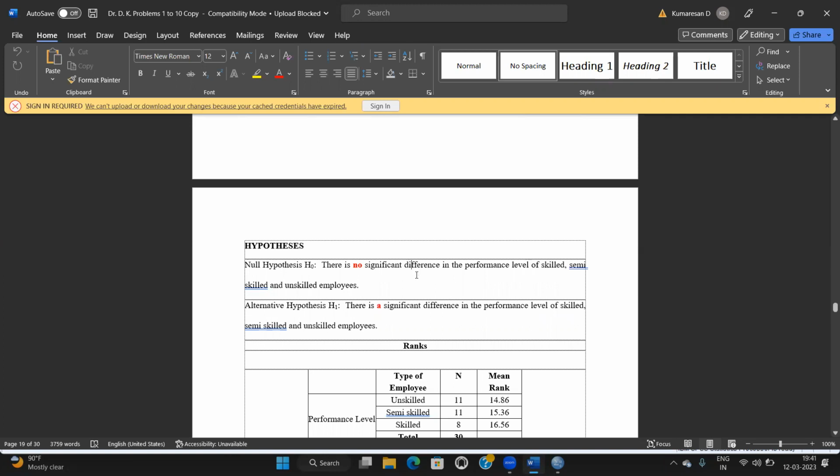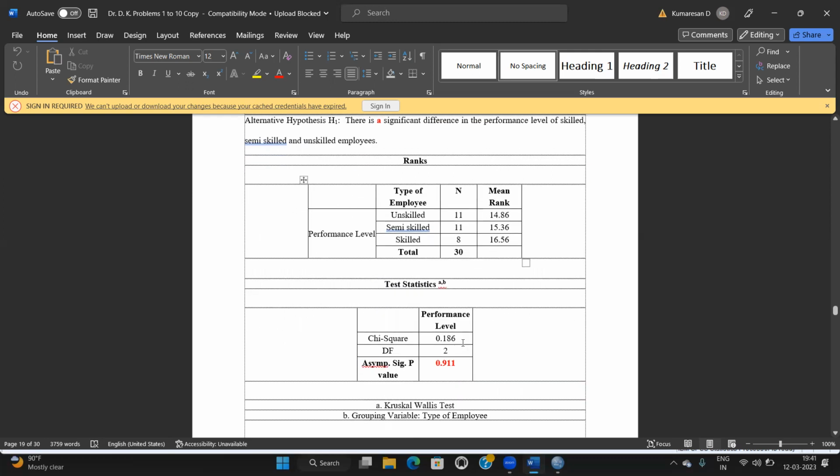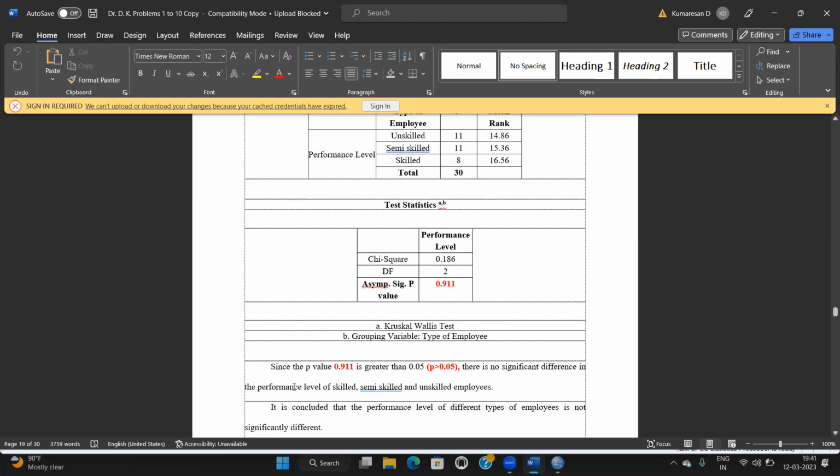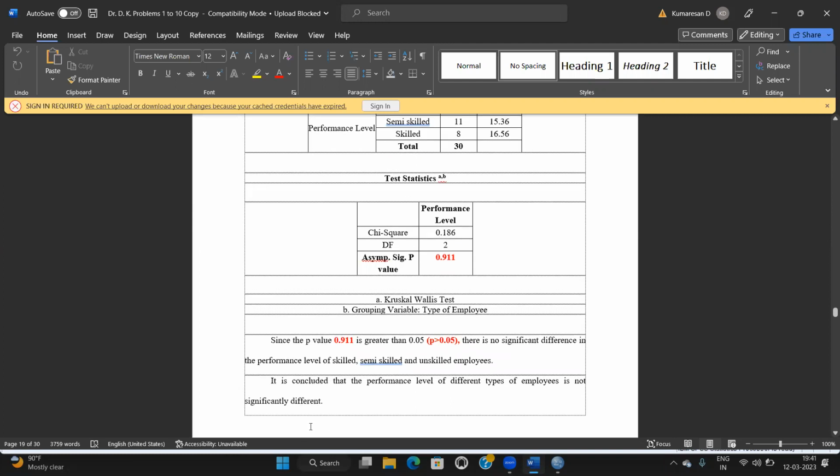What is the null hypothesis? There is no significant difference in the performance level of skilled, semi-skilled, and unskilled employees. So we conclude that there is no significant difference in the performance level of skilled, semi-skilled, and unskilled employees. So what is the conclusion? It is concluded that the performance level of different types of employees is not significantly different.